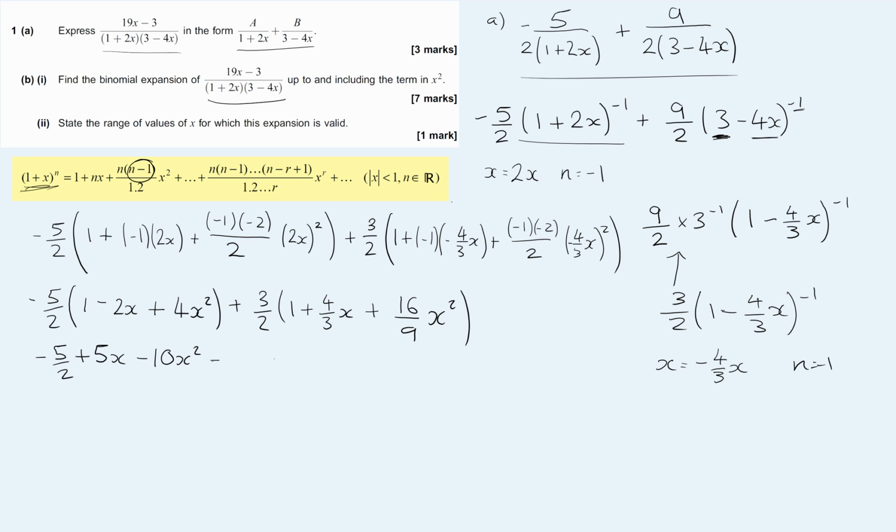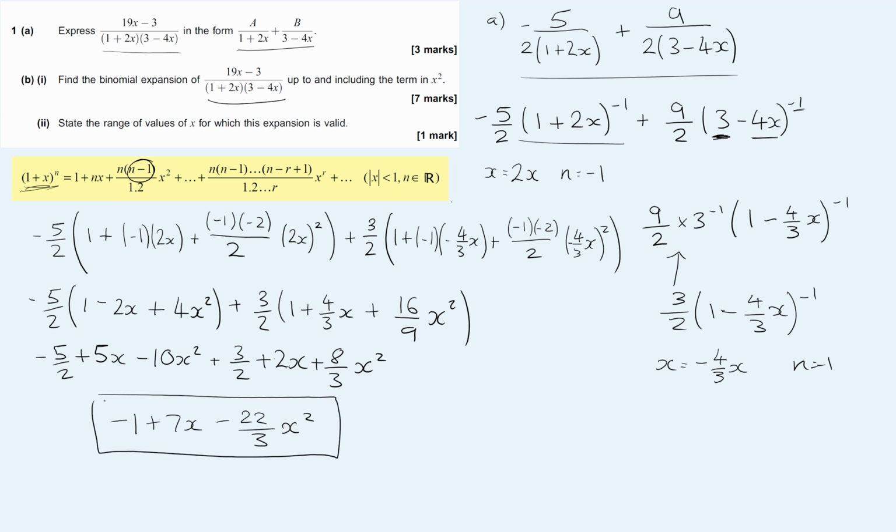And then my second bracket expansion is 3 over 2. And then I've got 12 over 6 there, so plus 2x. And my final one, 3 times 16 over 2 times 9, which simplifies to 8/3. So positive 8/3 x squared. So from here, we then just need to bring together our numeric terms, which come to -1, our x terms, which come to plus 7x, and finally our x squared terms, which go to -22/3 of x squared. And that is worth your 7 marks there.